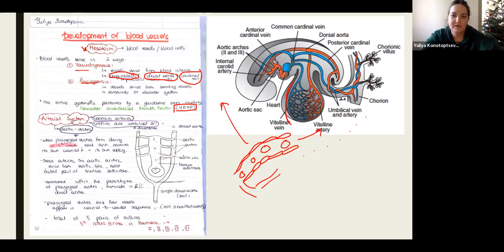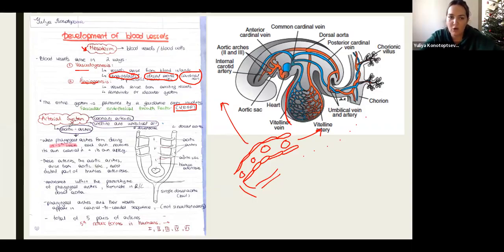Of course, the embryo will also have an arterial and venous system. Let's talk about the arterial system first. The arterial system of the embryo consists of three types of vessels, which I wrote for you here: aortic arches, vitelline and umbilical arteries, and coronary arteries.